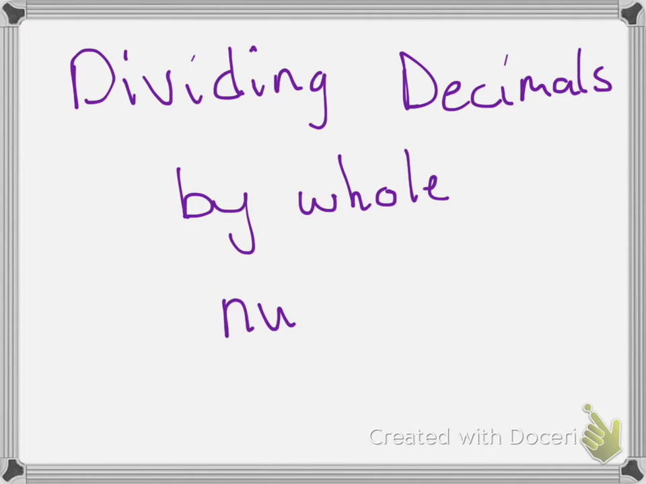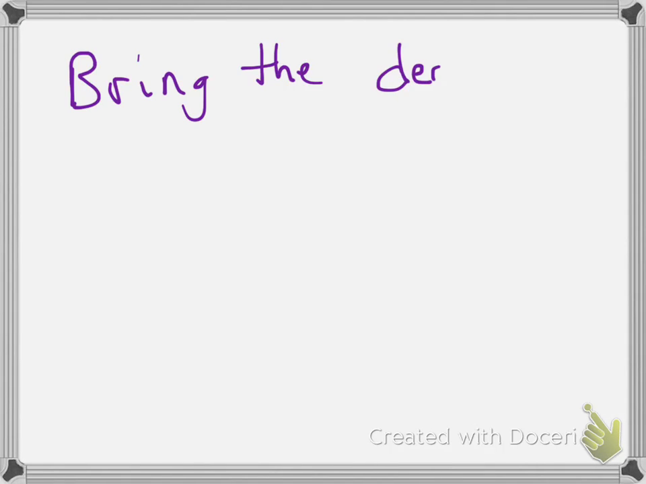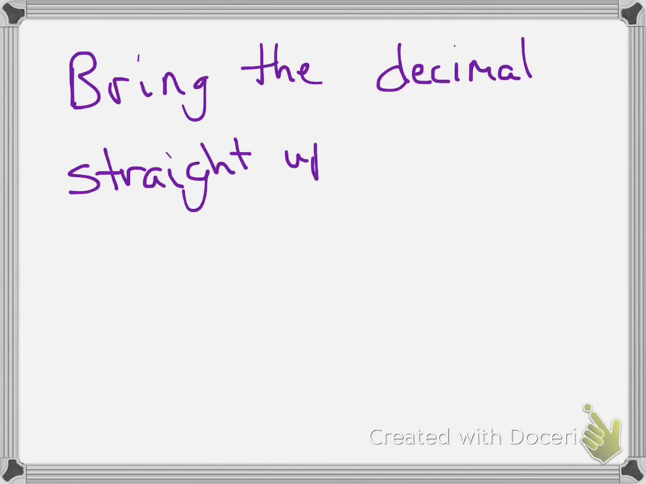Alright, this video is dividing decimals by whole numbers. So we're going to look at dividing decimals by whole numbers. And in order to do that, when we do division of decimals, we are going to bring the decimal sign straight up. So when I do my long division, the decimal is going to go straight up above. So let's look at some examples to see how this is going to make sense.